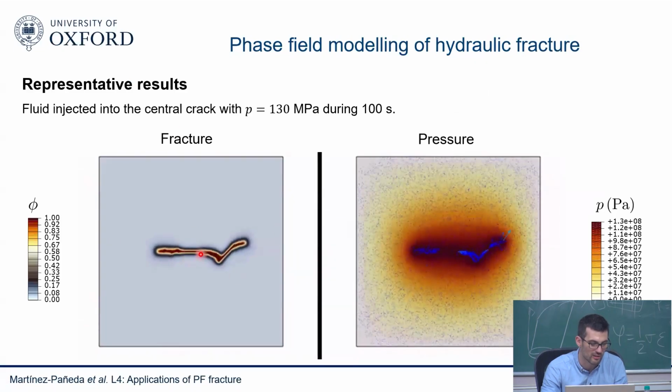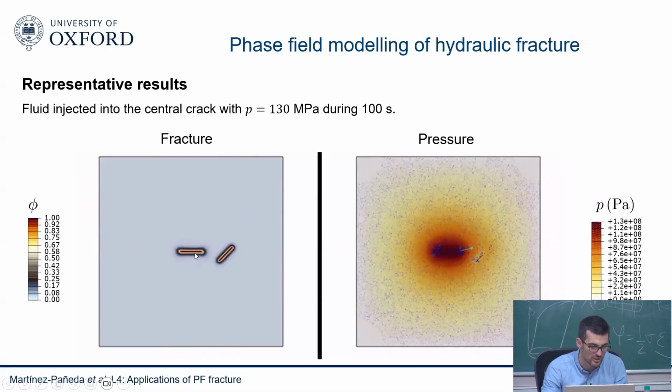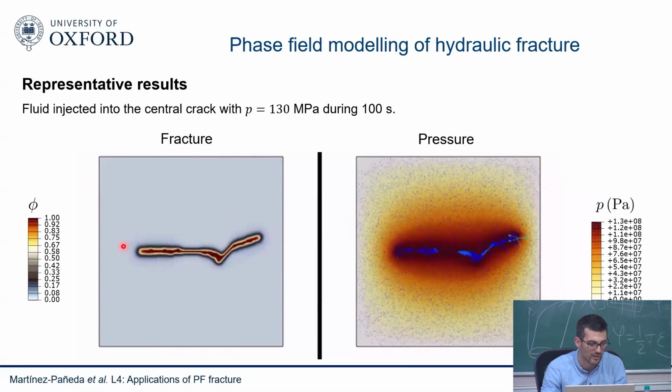I inject fluid inside of the first crack. The first crack is growing. The second crack is not exposed to the fluid until the second crack comes into contact. So you'll see the first crack is growing, the second one is not growing. There you see they connect to each other, and the crack starts to grow.